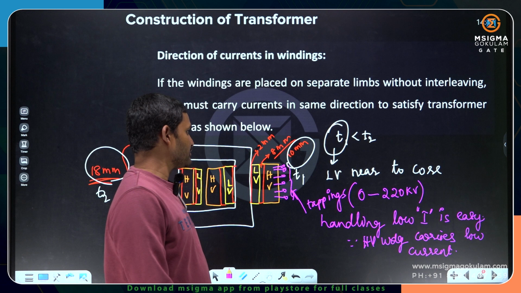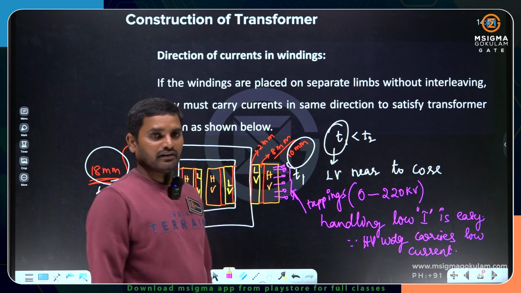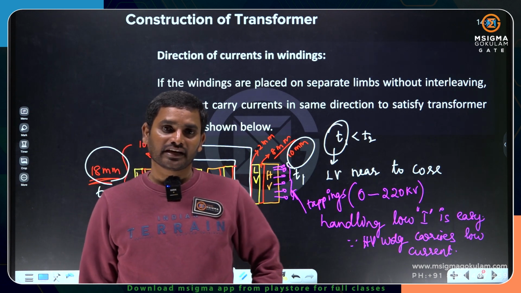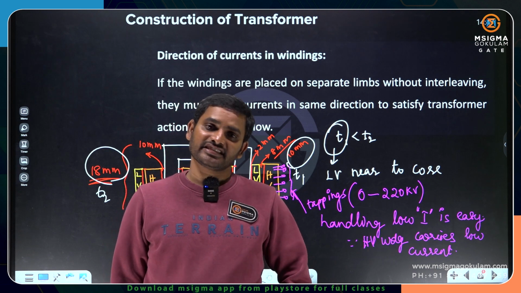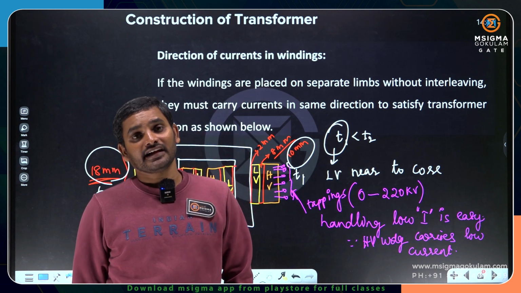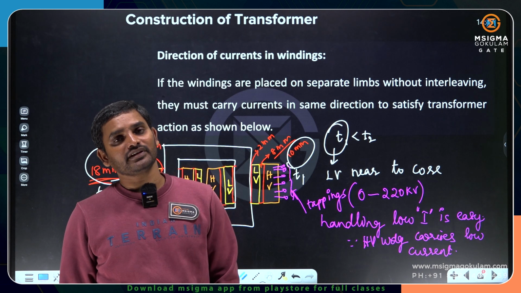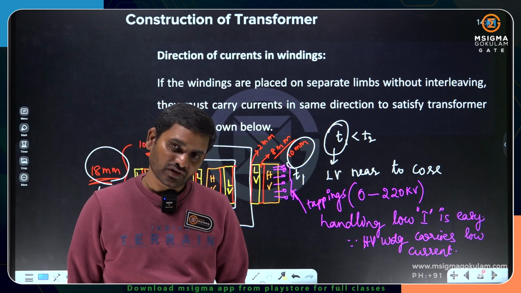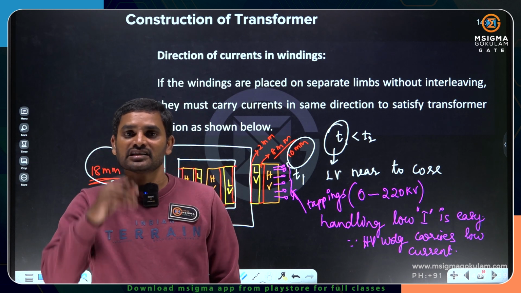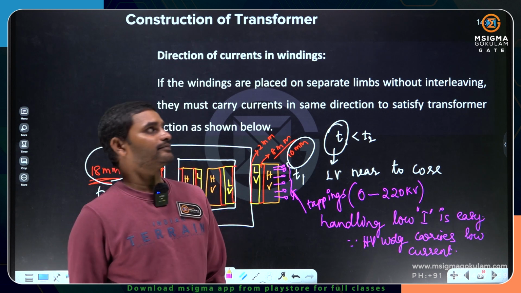Okay, so these are some advantages of keeping the low voltage winding near to the core. The first thing is that the insulation thickness is less, and the second is that tappings can be easily accessed from the high voltage side. Large voltage variation can be done, and handling small currents is easy.